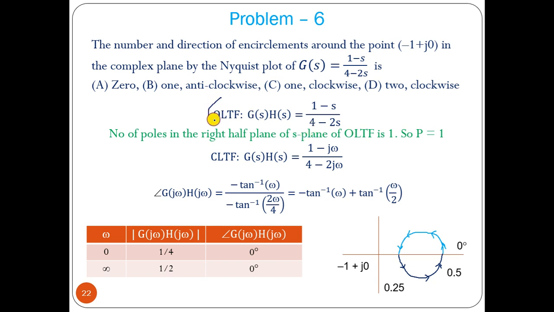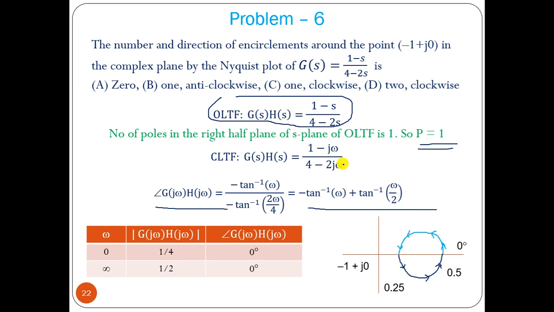So this is the OLTF. We know P equal to 1 from that. We can find out the angle. This is minus j, so it is in the fourth quadrant. So minus tan inverse of omega, imaginary part by real part. So minus and plus. So this is the angle.